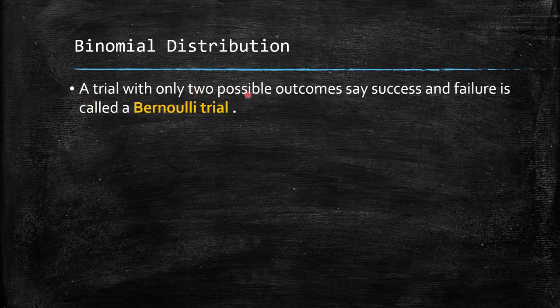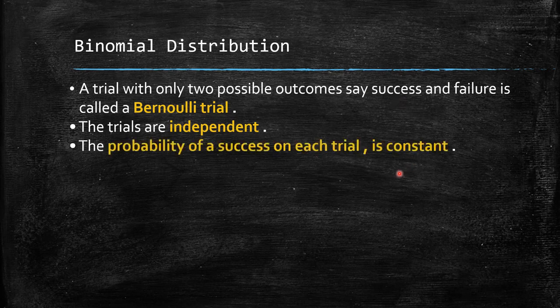That means a trial with only two possible outcomes, say success and failure, is called a Bernoulli trial. And the number of trials is finite and each trial is independent, and the probability of success in each trial is fixed, a constant. For example, suppose you randomly select a card from a deck of cards and note if the card is an ace, you then put the card back and repeat this process 4 more times. So here we have taken 4 trials. Each of the 4 selections represents an independent trial, as the card is replaced before the next one is drawn.